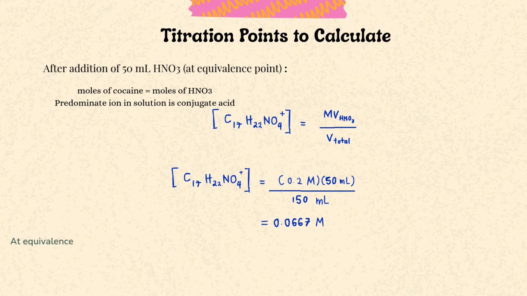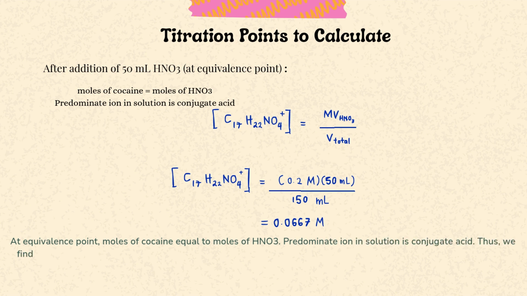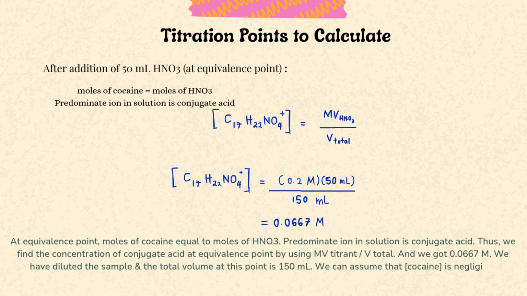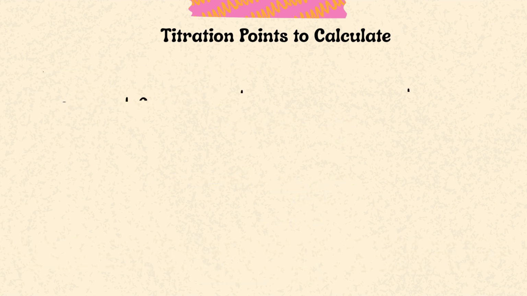At the equivalence point, moles of cocaine equal moles of nitric acid. The predominant ion in solution is the conjugate acid. Thus, we find the concentration of conjugate acid at the equivalence point by using MV titrant divided by V total, and we get 0.0667 molarity. We have diluted the sample, and the total volume at this point is 150 mL. We can assume that the concentration of cocaine is negligible compared to the concentration of cocaine cation.